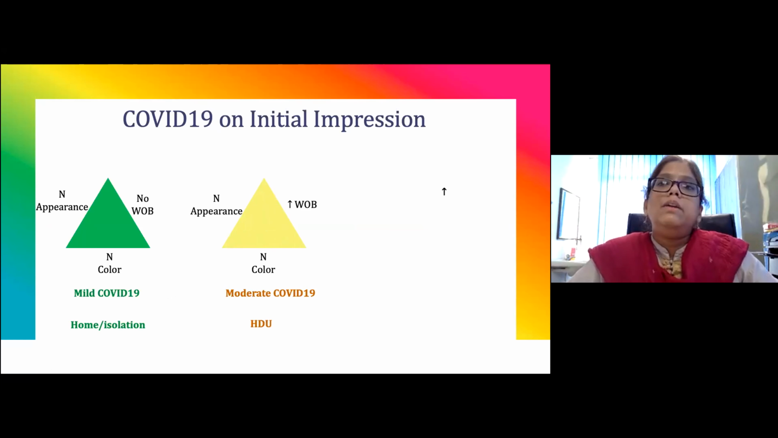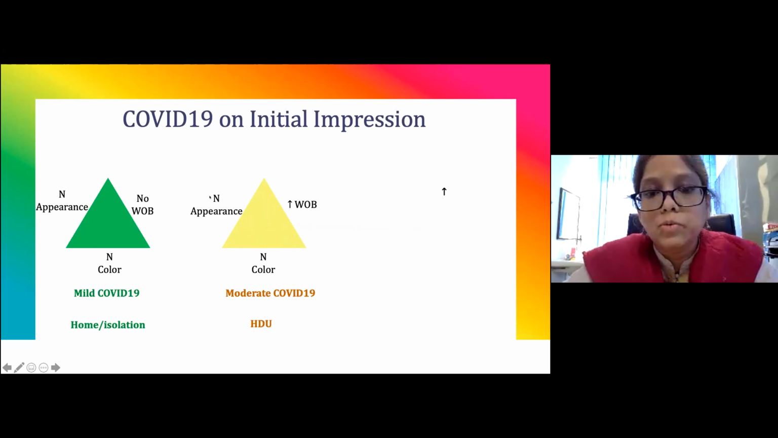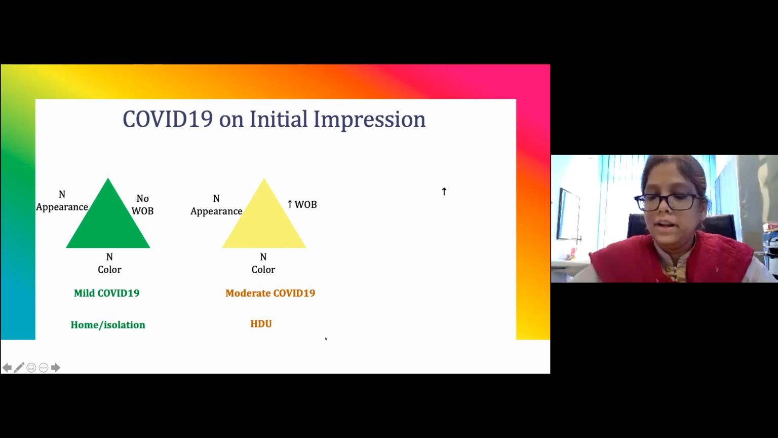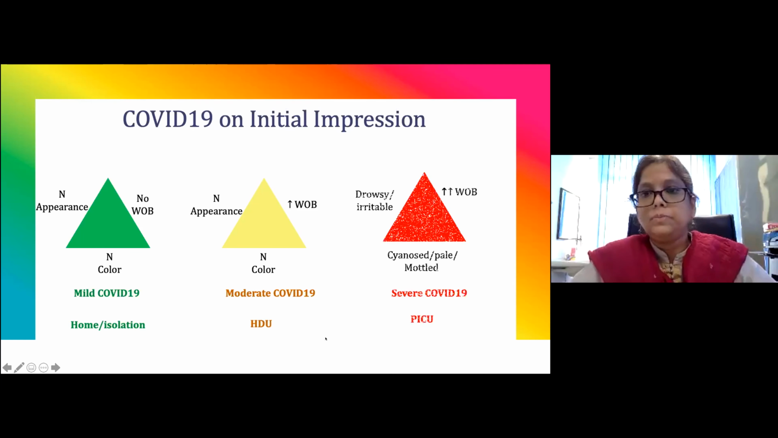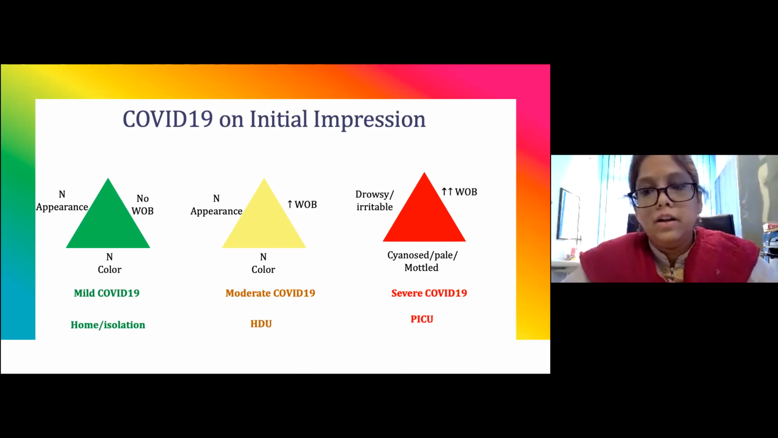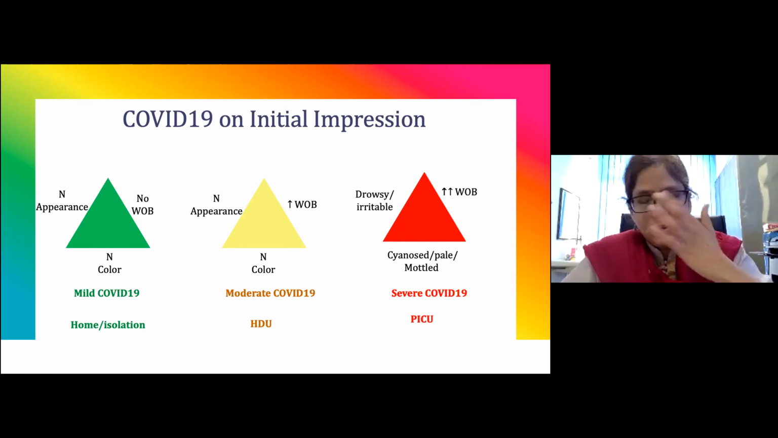Then another category is the moderate COVID-19. In this, the child will be having mild increase in work of breathing, but his appearance and color, there is no circulatory problem, there is no brain dysfunction. So these two will be normal, and you can categorize as moderate, and these will be requiring HDU and further oxygen support. And severe COVID-19, one or more will be abnormal.